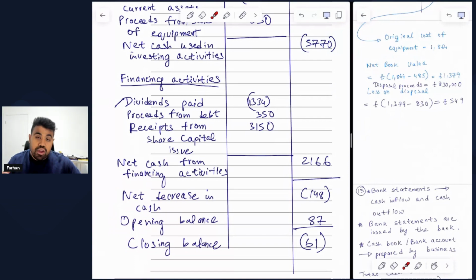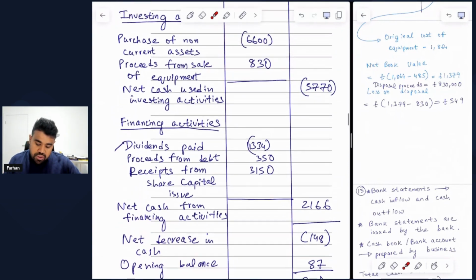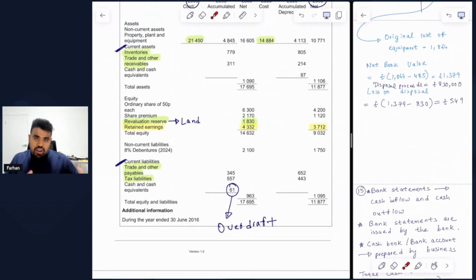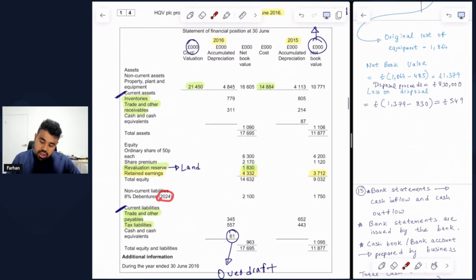How do I know it's 350? Let's go to the statement of financial position, and you will see that debt simply refers to the non-current liabilities that we have. In this case, it is the 8% debentures. Another thing you can see is that 2024 here refers to the year that you would be paying this debt. Because this question refers to a financial position statement being prepared at 30 June 2016, from this point in time, 2016 until 2024, it's a long way ahead. So that's why we call this a non-current liability.